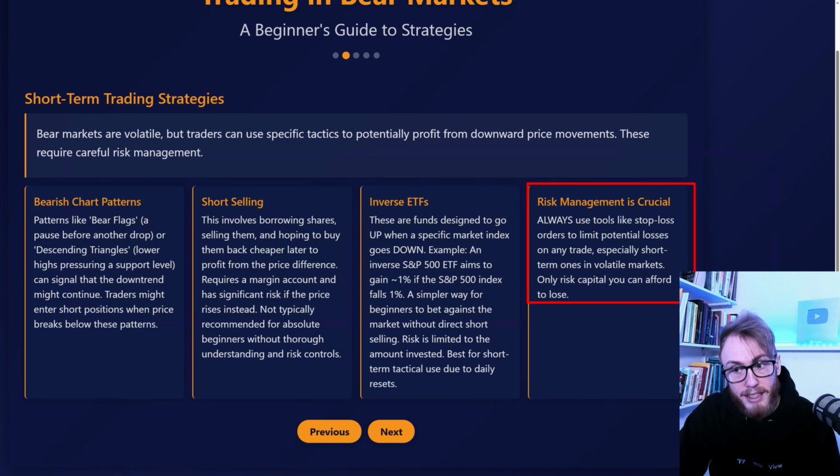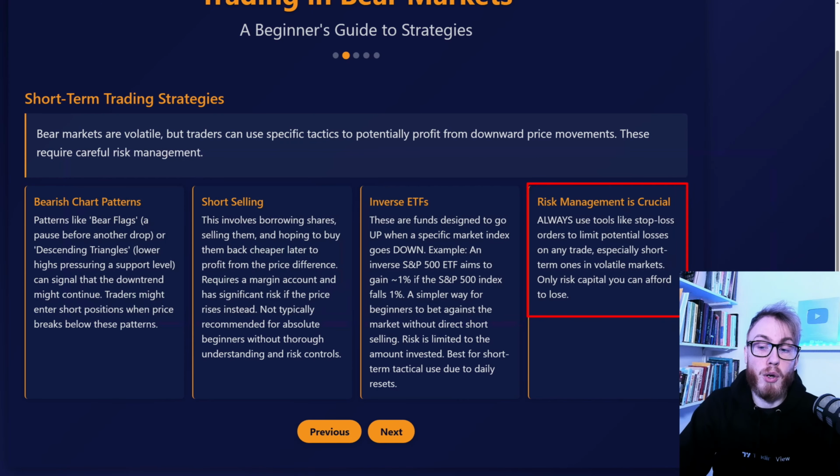Last but definitely not least, guys, when it comes to trading in bear markets, risk management is very, very important. And yes, guys, I do have a video about risk management. If you are gonna trade in bear markets, make sure to watch that video. I can't stress enough how important risk management is.